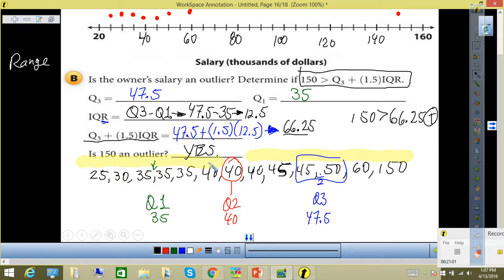You're like, all that work for that, Mr. Q? Yes, all that work for that. So for homework, you're going to have a couple of these where you have to find the Q2, Q1, Q3, and then they're going to ask you if one of those numbers is an outlier. Okay? So your homework for tonight.